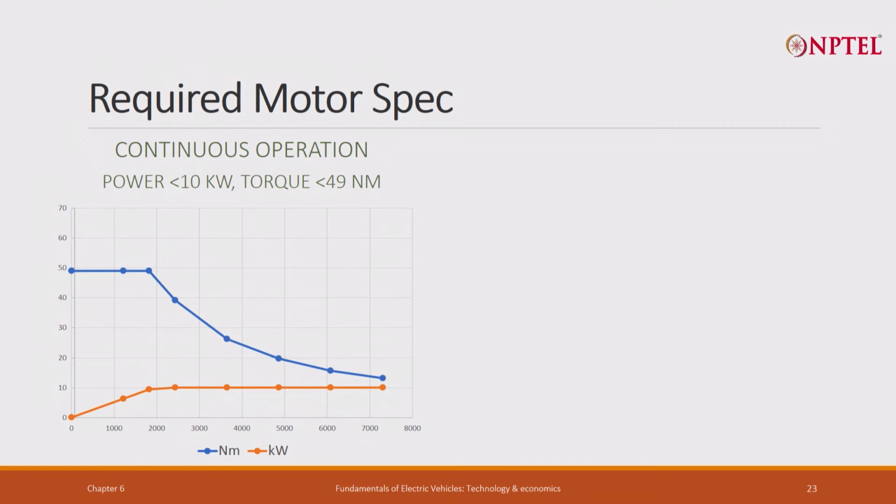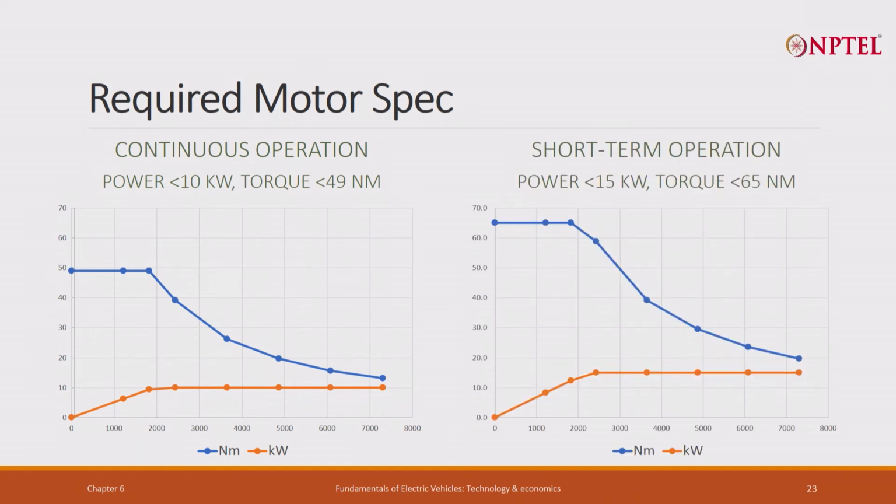And I can do the same thing. Here you can see that the power is never crossing 10 kilowatt and the torque is limited to less than 50 Newton meter, and this operation with 49 Newton meter as is given here can happen for hours together. But for short term operation where I need a lot more torque, I can draw a separate set of graphs where the torque can be as high as 65 Newton meter and the power goes up to 15 kilowatts.